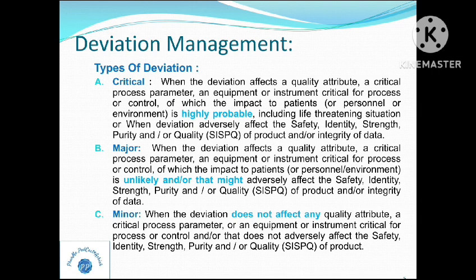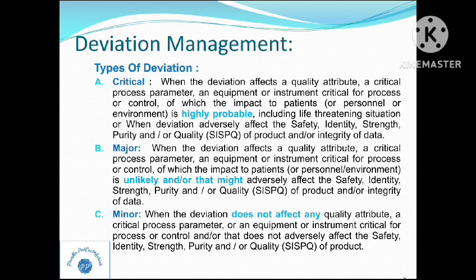Second is major. When the deviation affects a quality attribute, a critical process parameter, or an equipment or instrument critical for process or control, of which the impact to patient is unlikely, or that might adversely affect the SISPQ, that is safety, identity, strength, purity and quality of the product, or integrity of the data. So probability is less, then it's a major.